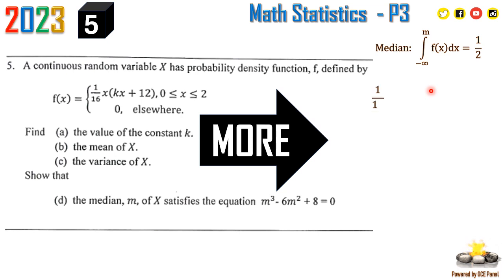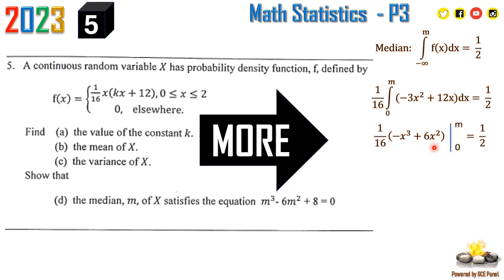So let's take the integral from negative infinity to m of f of x dx to be equal to a half. So f of x is negative 3x squared plus 12x dx from 0 to m. All of that should give us a half. When we integrate, we are going to have 1 over 16 into negative 3x cubed on 3, which is negative x cubed, plus 12x squared on 2, which is 6x squared, and this integral, taking the upper limit minus lower limit, should give us a half.